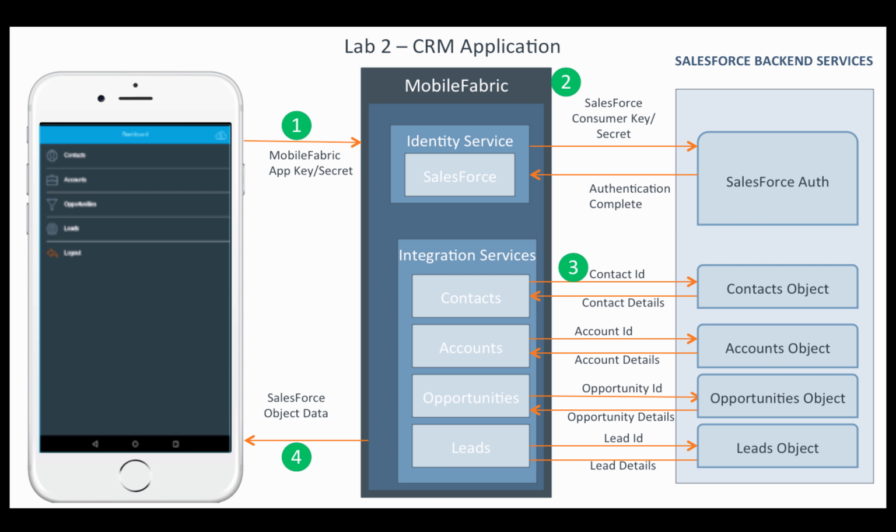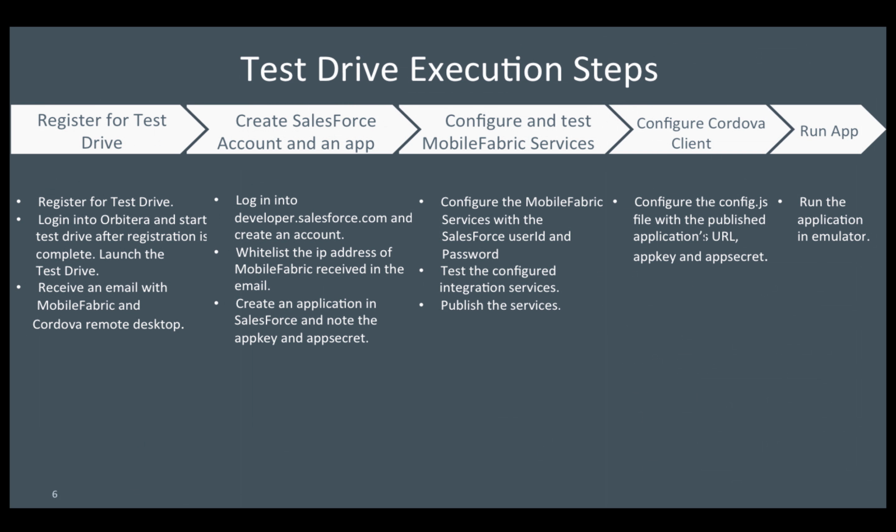The first step is to register the test drive. Once the registration is complete and approved, log in into Arbiter with the registered credentials. Launch the test drive to receive an email with the MobileFabric and Windows Remote Desktop credentials. Next, this test drive walks you through the creation of Salesforce account by logging into the developer.salesforce.com and shows you the creation of a new app in the Salesforce.